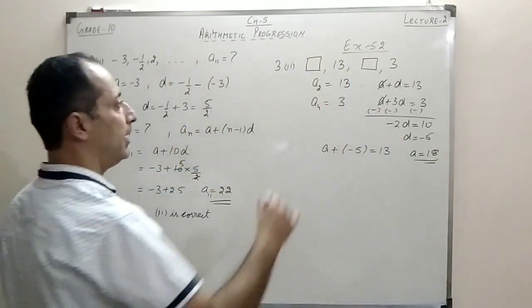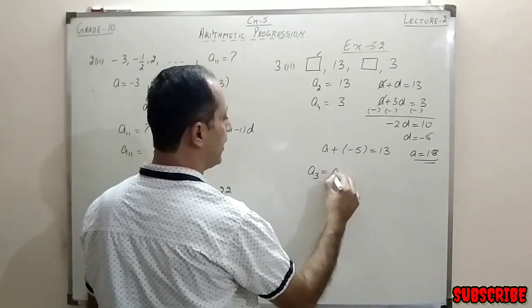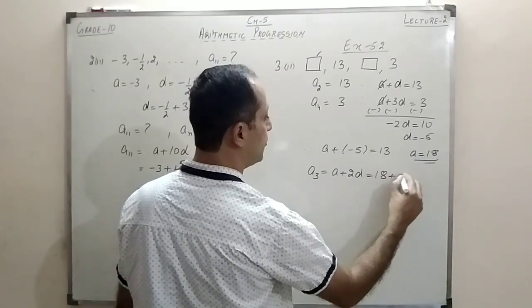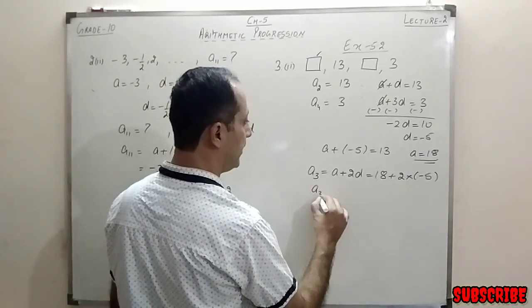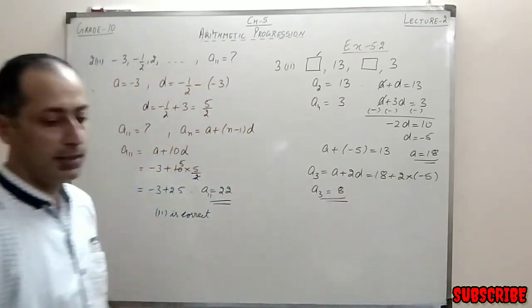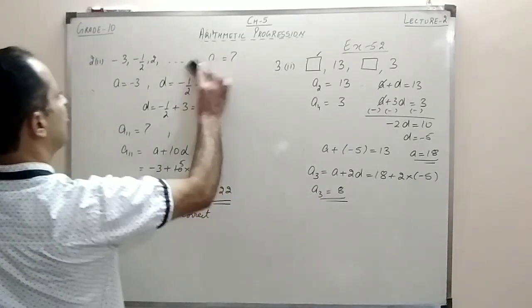Now what I have to find? I have to find third term. So a3 will be, I can write it directly, a plus 2d. So this is 18 plus 2 into minus 5, and on simplifying what I get, this as 8. Right, now let's take one more part from this question.